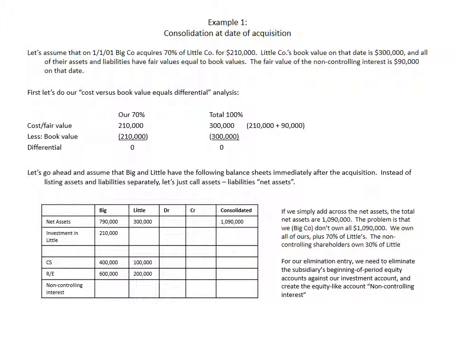So for our elimination entry, what we're going to do is eliminate the subsidiary's beginning of period equity accounts like we always do. We're going to close that against our beginning of period investment account, and we're going to create this new equity-like account called non-controlling interest, which represents the portion of Little Company owned by the non-controlling shareholders.